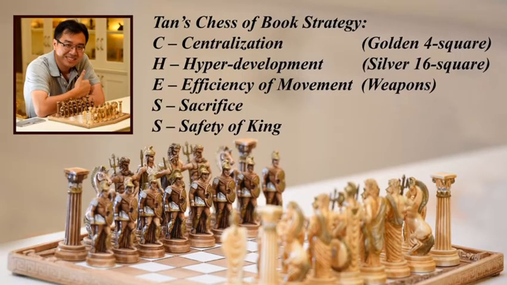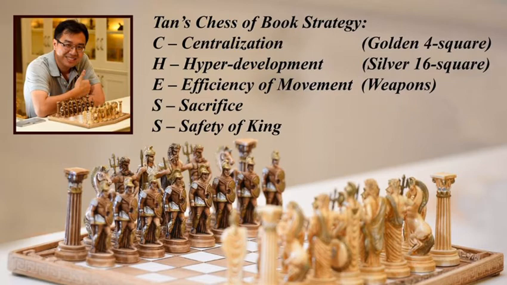This is my chess book strategy, which consists of 5 elements. The first concept is the C, which stands for centralization, and you try to put all your material towards the golden 4 squares in the center of the board. The next will be the H, which stands for hyper development, and this consists of the 16 squares in the board, which I can assume as a silver square.